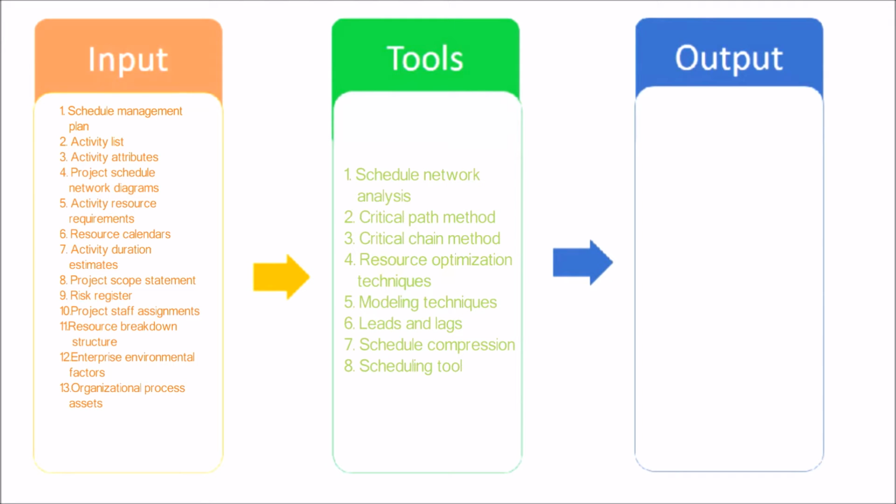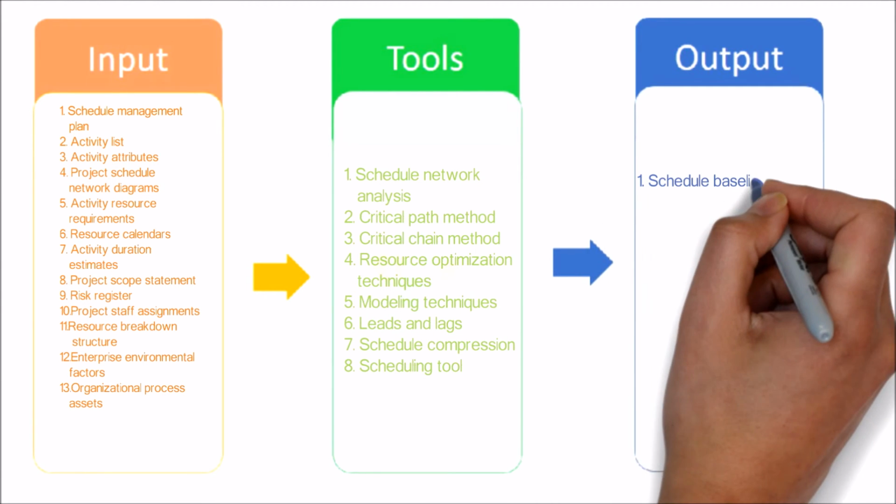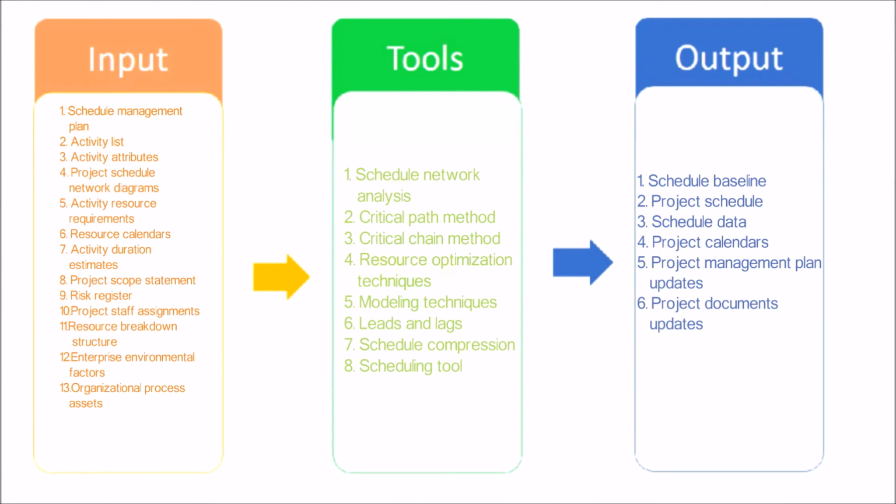Schedule compression. Schedule compression techniques are used to shorten the schedule duration without reducing the project scope, in order to meet schedule constraints, imposed dates, or other schedule objectives. Scheduling tool. Automated scheduling tools contain the schedule model and expedite the scheduling process by generating start and finish dates based on the inputs of activities, network diagrams, resources and activity durations using schedule network analysis. Now let's see the output of this process.